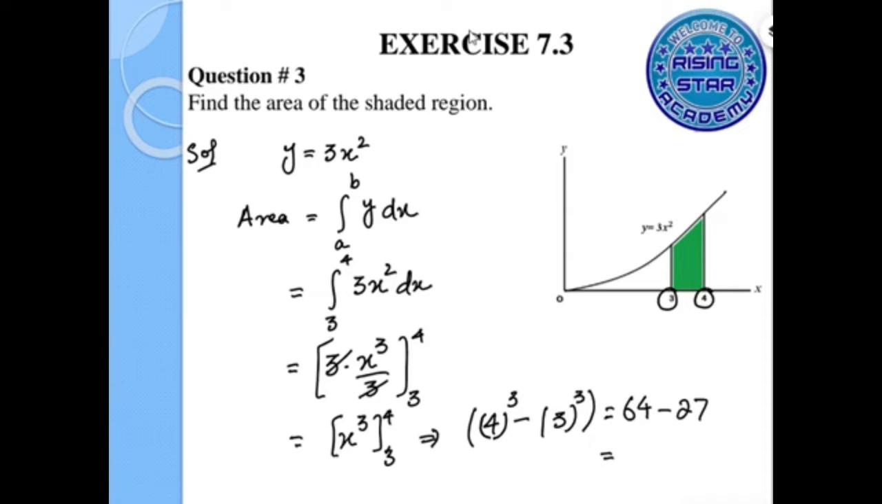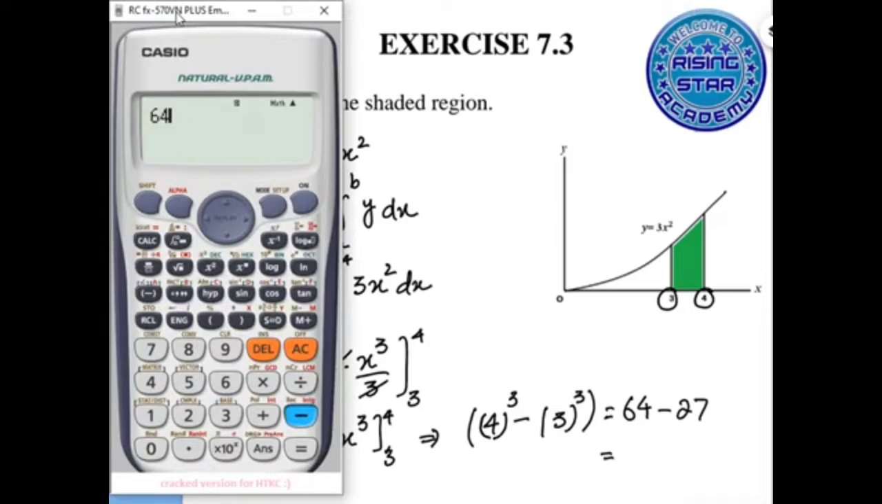So we will check by calculator. 64 minus 27, that would become 37. So this is the area. Now I would use the calculator to verify my answer. So here is the integral of 3x squared. The lower value is 3, the upper value is 4, so that is 37. So our answer is verified.